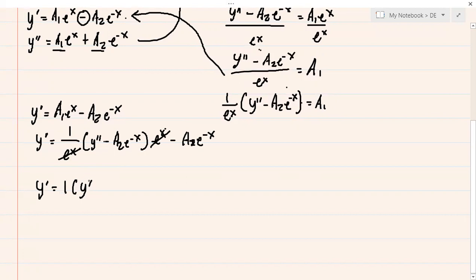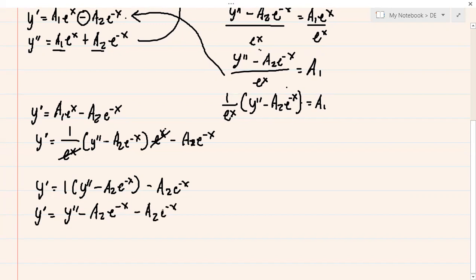ano ba yan? Teka, pangit sulat ko eh. Yan, y second prime minus a sub 2 e raised to negative x minus a sub 2 times e raised to negative x. So ito, 1 times quantity y prime minus a sub 2 e raised to negative x. Ang sagot dyan ay y second prime minus a sub 2 e raised to negative x pa rin. So, ganyan na magiging resulta niya. So, that's it.